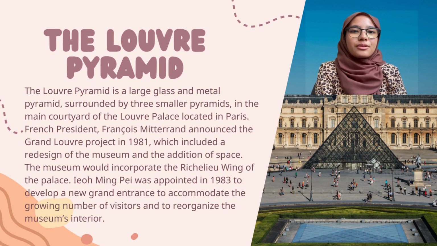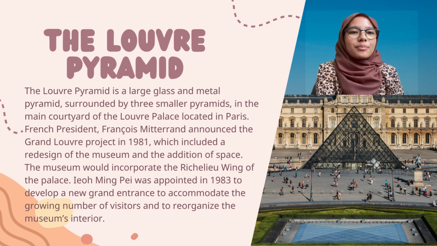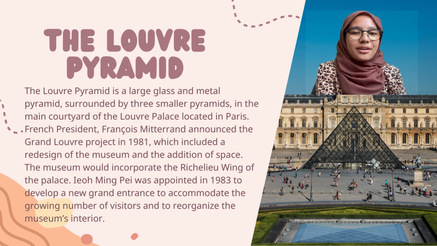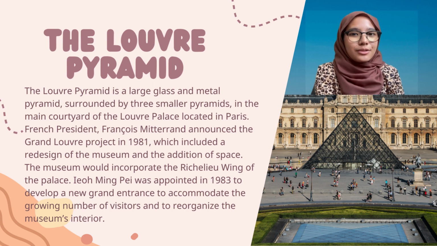First and foremost, we decided to talk about the Louvre Pyramid as one of the buildings where we can apply the concept of geometry. The Louvre Pyramid is a large glass and metal pyramid surrounded by three smaller pyramids in the main courtyard of the Louvre Palace located in Paris. French President François Mitterrand at that time announced the Grand Louvre project in 1981, which included a redesign of the museum and the addition of space.